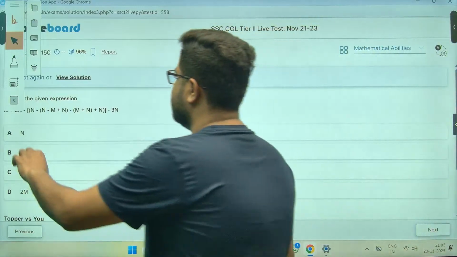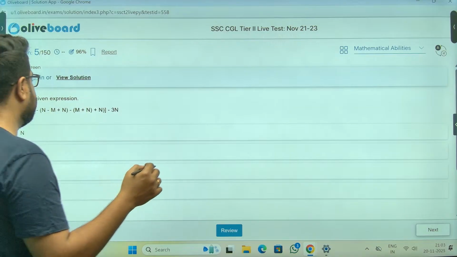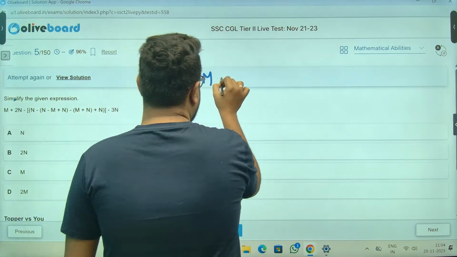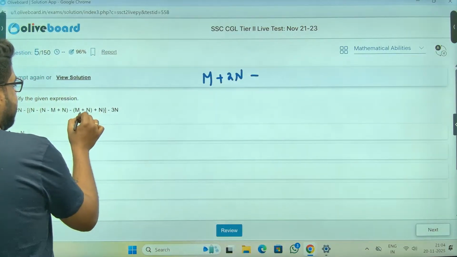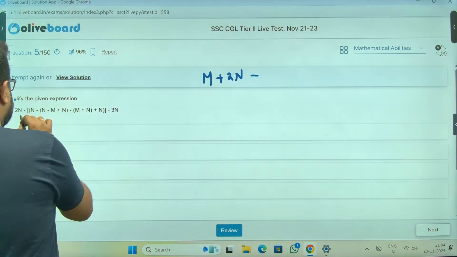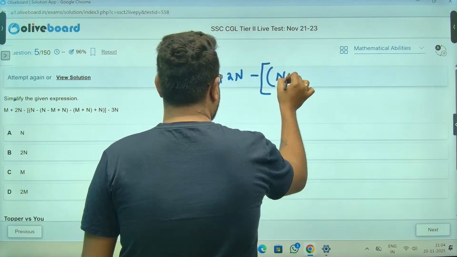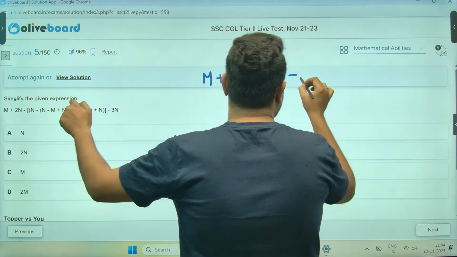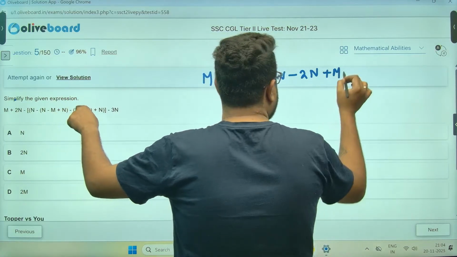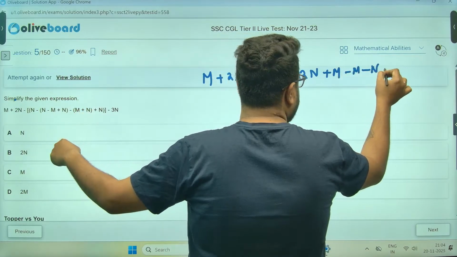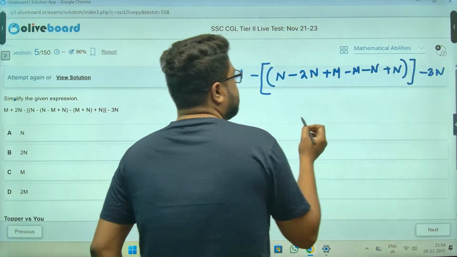Next one, sir. Again, a simplification question. I don't think it will be much trouble. M plus 2n. Chalo, let's do this. Minus. Achha, let's do whatever it is there. Achha, ek karke hi karte hai. This is n minus this one. 2n minus m. So minus 2n minus plus m, sir. Minus m minus n plus n, sir. This minus 3n. Let's do whatever you can calculate.